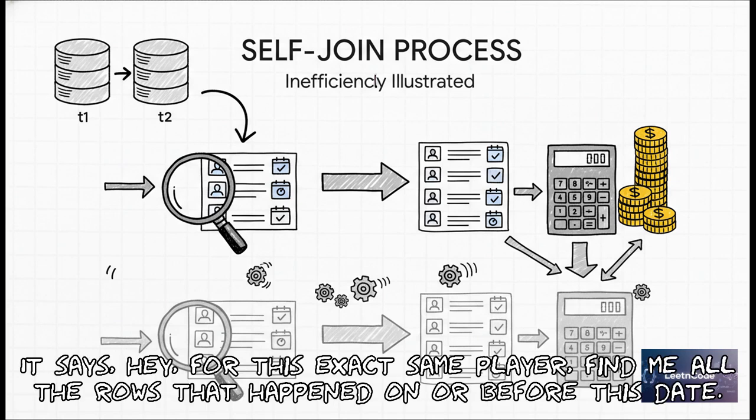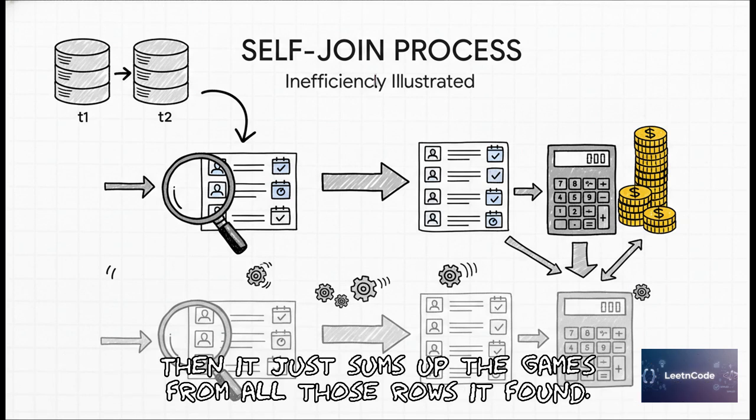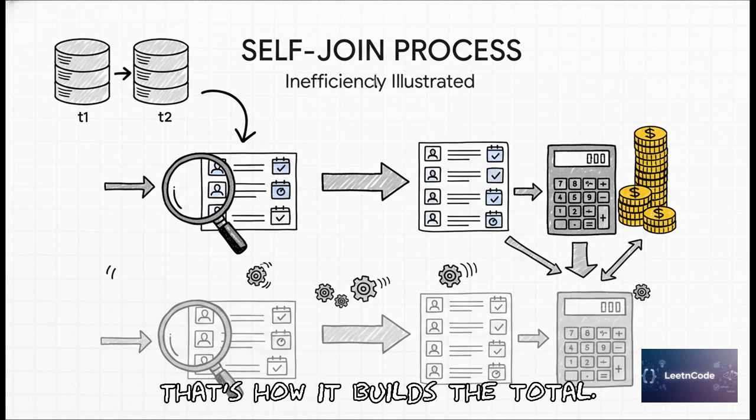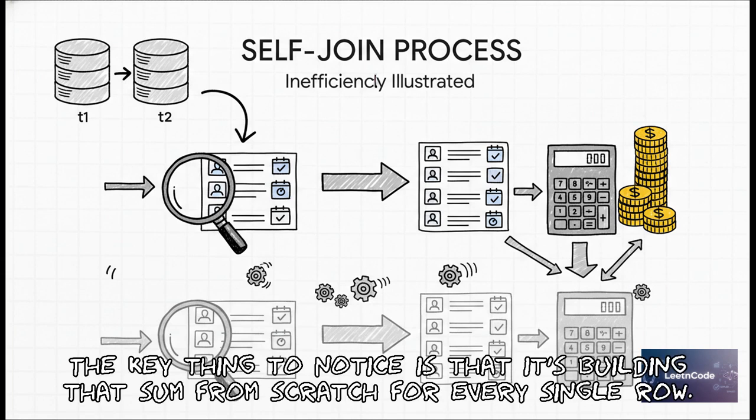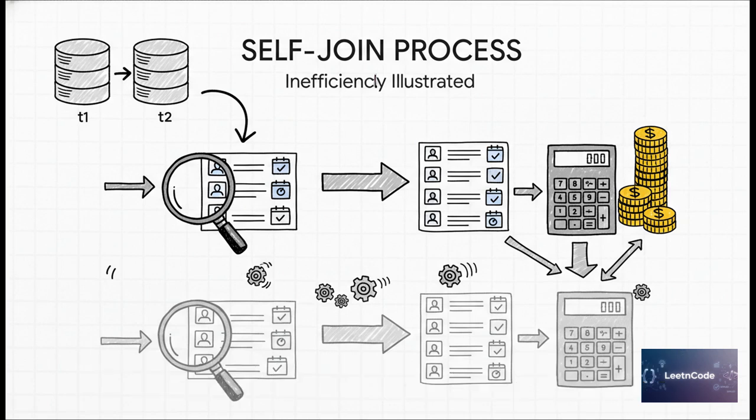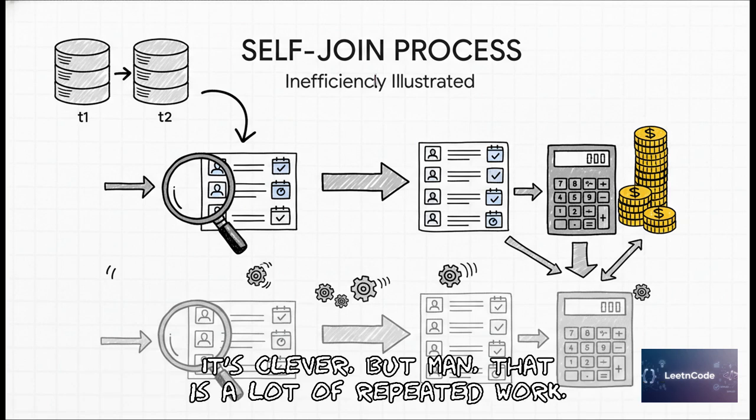It says, hey, for this exact same player, find me all the rows that happened on or before this date. Then it just sums up the games from all those rows it found. That's how it builds the total. The key thing to notice is that it's building that sum from scratch for every single row. It's clever, but man, that is a lot of repeated work.